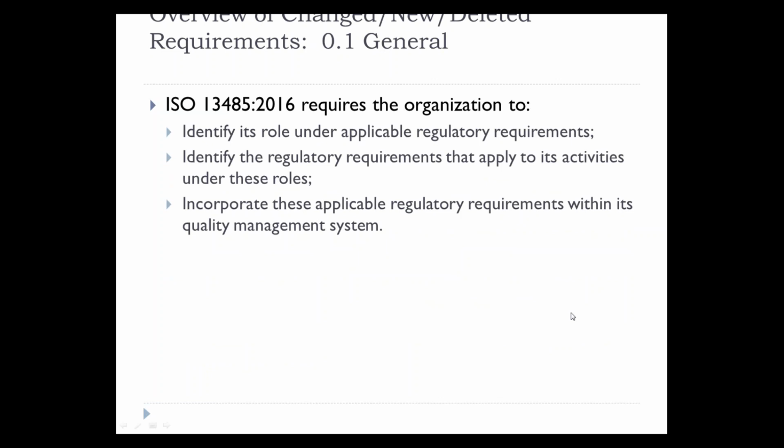Some additional requirements in section 0.1. 13485 requires the organization to identify its role under applicable regulatory requirements. And we'll find out what the options are regarding identification of role. And then once you've identified your role, you're now required to identify the regulatory requirements that apply to its activities under these roles and incorporate these applicable regulatory requirements within your medical device quality management system. More on this in a few minutes.